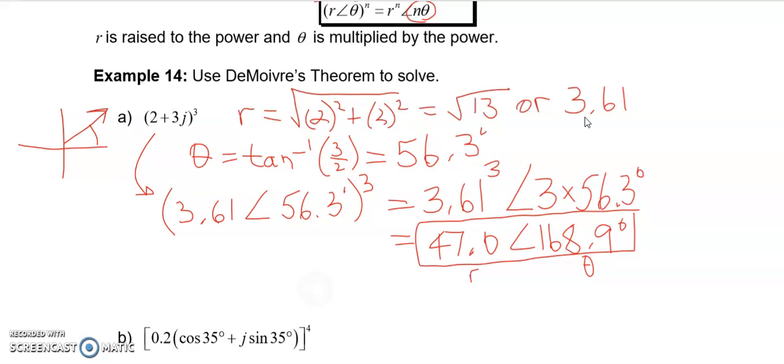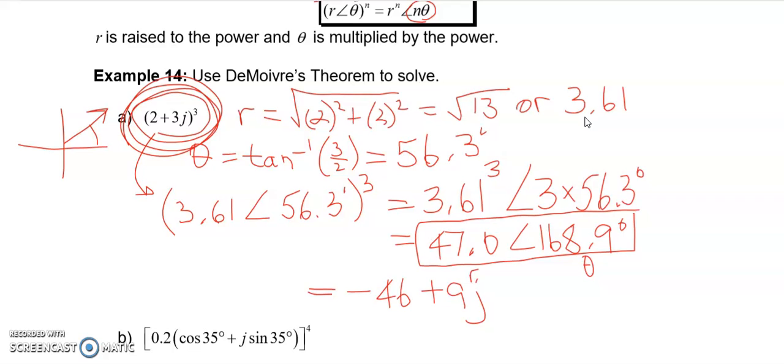And if you do that here, you're actually going to end up with, let me just write it down, approximately negative 46, it actually comes out really, really close to 46, plus 9j. All right, that's what you would get. Now you could write some more decimal places if you wanted to. And by the way, don't forget, if you have a calculator that can actually do complex numbers, you could type that into your calculator to verify that this will be your answer.